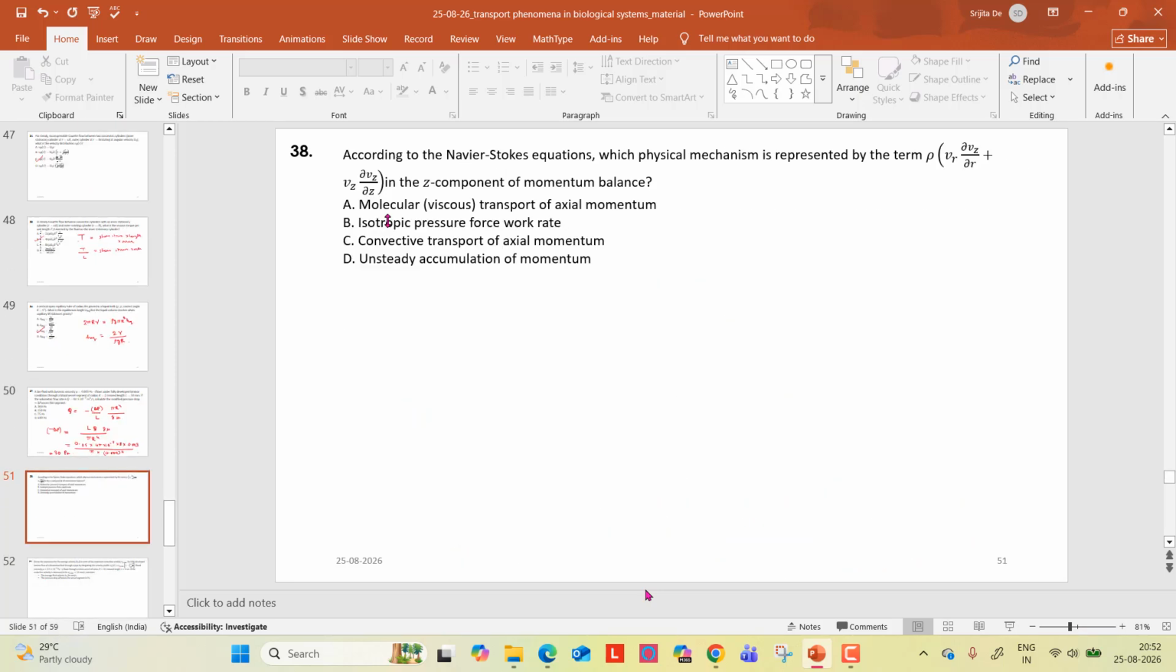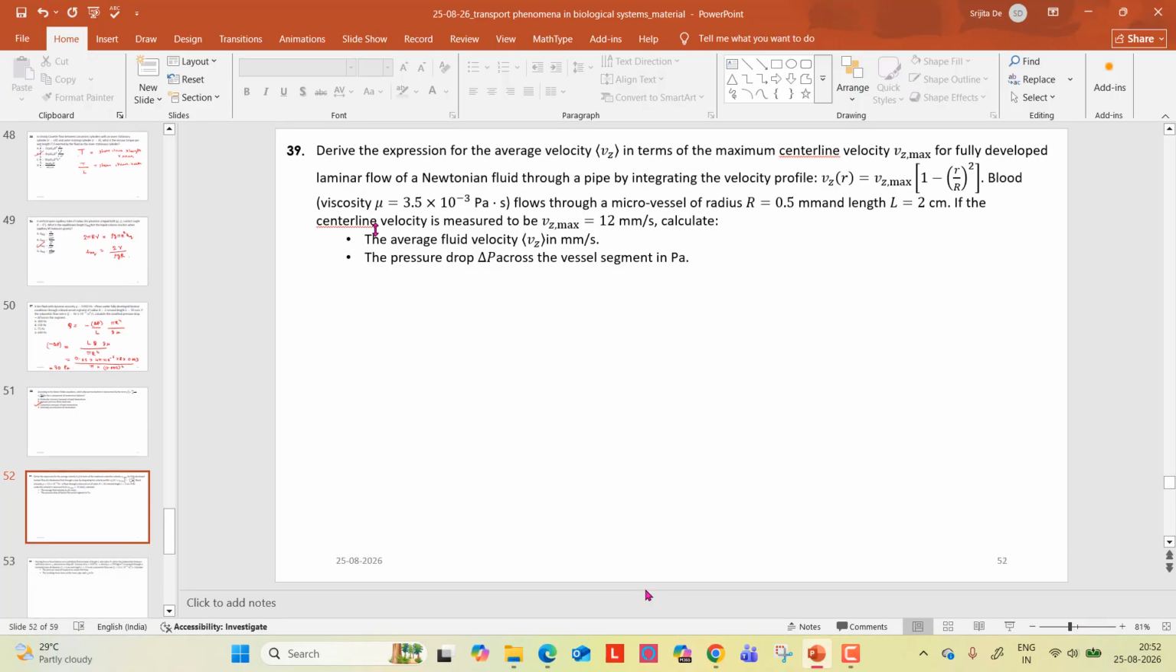According to the Navier-Stokes equations, which physical mechanism is represented by this term in the z component momentum balance? So as you can know, this is the convective transport of the axial momentum. Okay, option C.